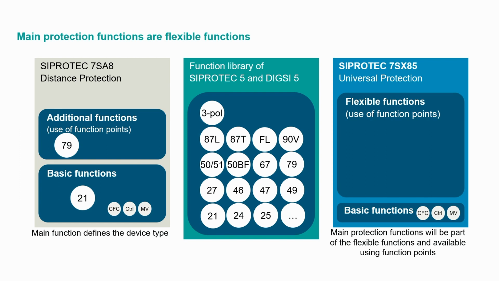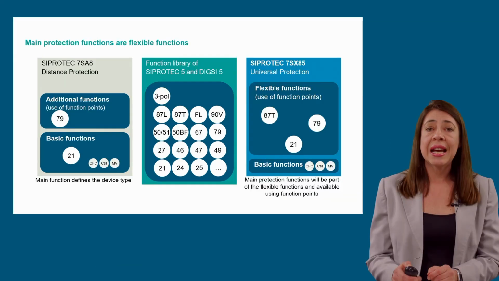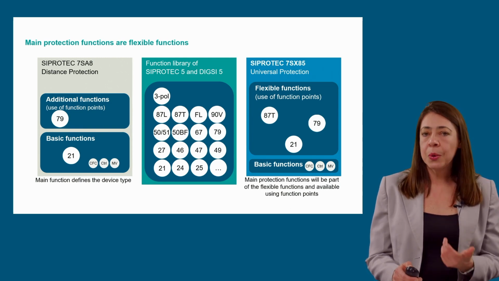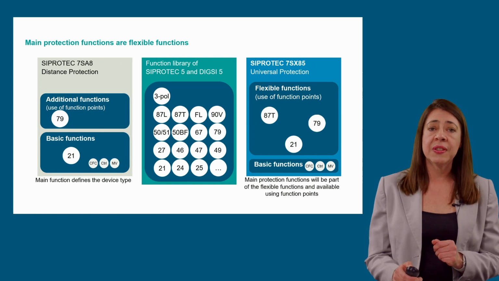In the universal relay, there are no predefined main functions. Required functions can be flexibly added from the library, while every function requires a defined amount of function points. The user easily converts a universal relay into a transformer protection or a line protection, being able to use several main functions at the same time. The user defines the functions he wants to use, calculates the corresponding function points needed, and adds them to the device.